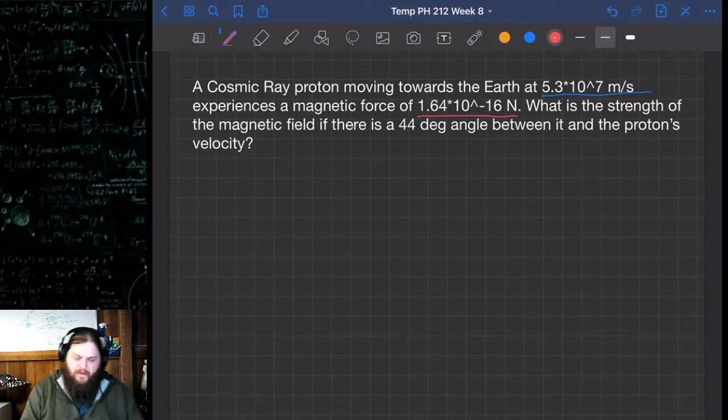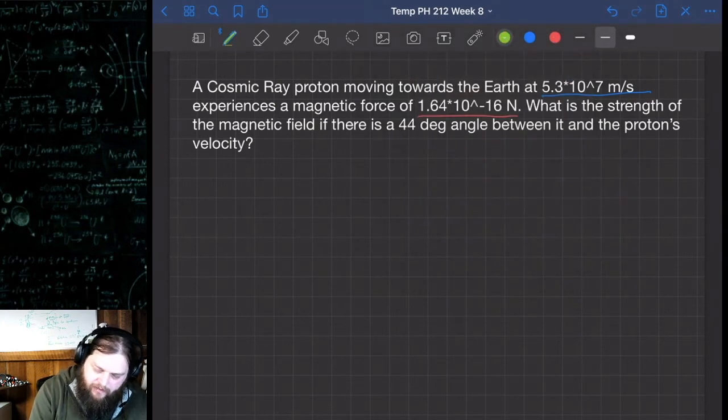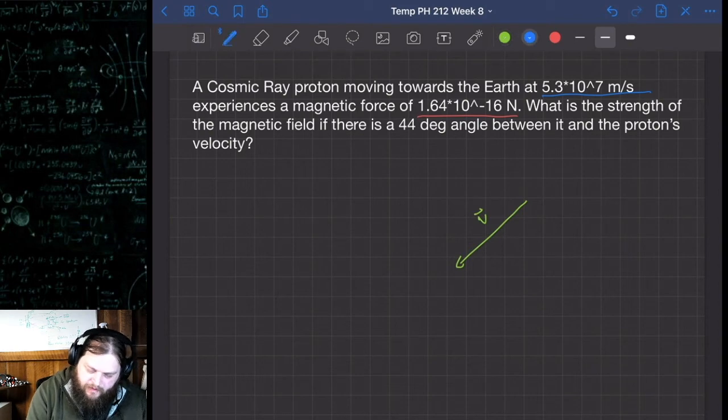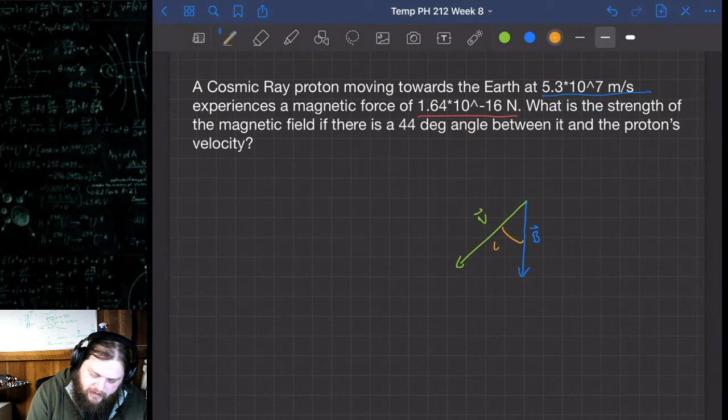So I know, based on this, we have a velocity vector kind of coming down. This is the velocity of my proton. I know that there's some magnetic field that's pulling down or in some direction on it. That's B. And I know that the angle between those is 44 degrees.